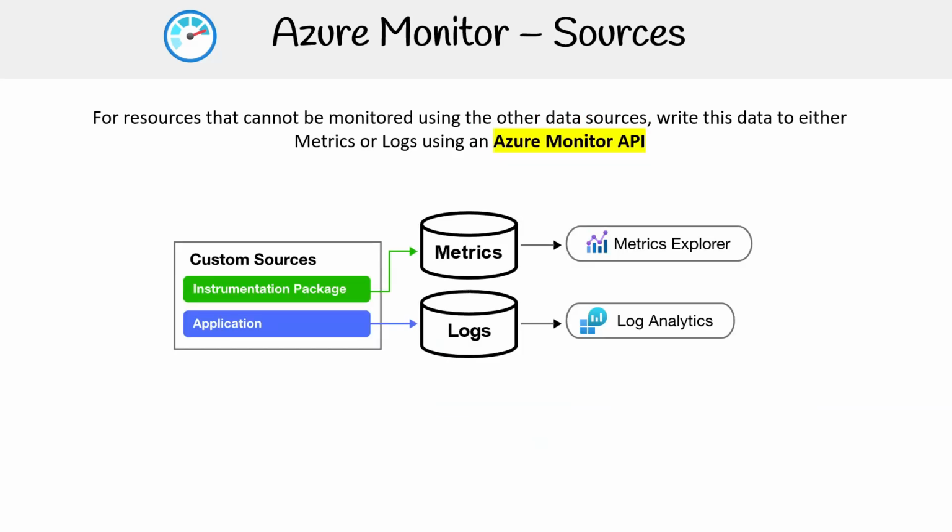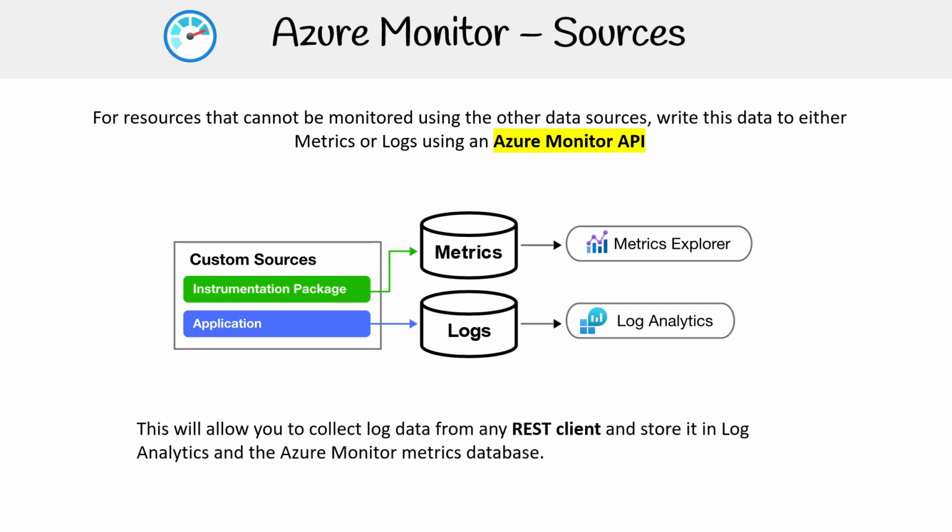For resources that cannot be monitored using the other data sources, write this data to either metrics or logs using an Azure Monitor API. This will allow you to collect log data from any REST client and store it in Log Analytics in the Azure Monitor metrics database.